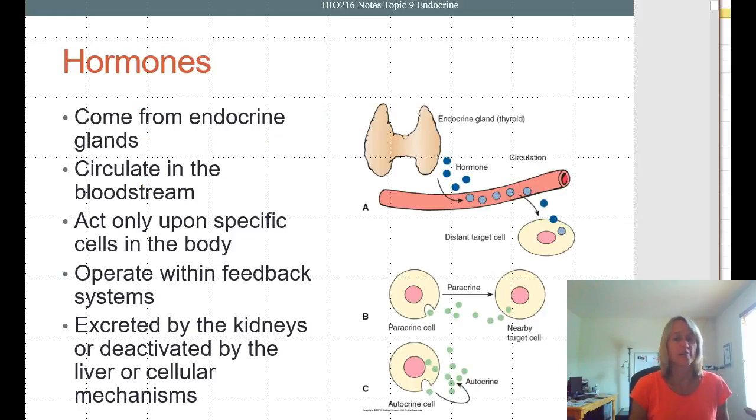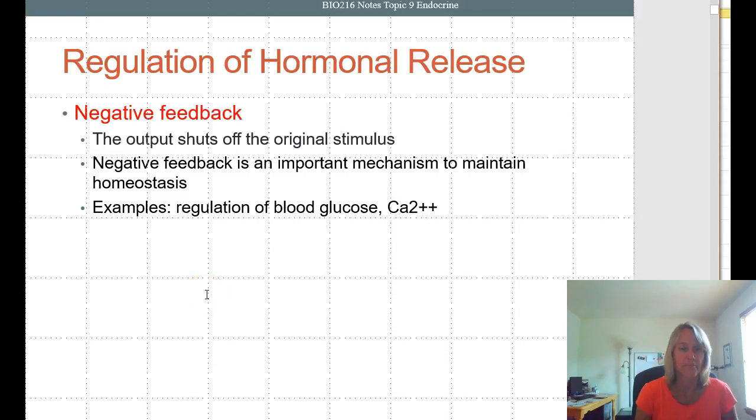So hormones come from endocrine glands, and endocrine glands are a cell or group of cells or tissue that secrete hormones into the bloodstream. Hormones circulate in the bloodstream and they act only upon specific cells in the body. And those specific cells are cells that have a receptor for that hormone. Those are called their target cells. Hormones operate within feedback systems, which we'll take a look at, and then they get excreted by the kidneys or deactivated by the liver or other cellular mechanisms.